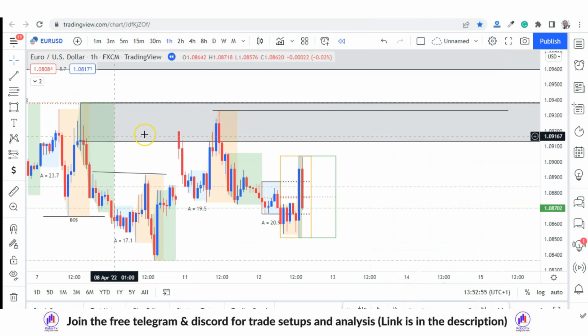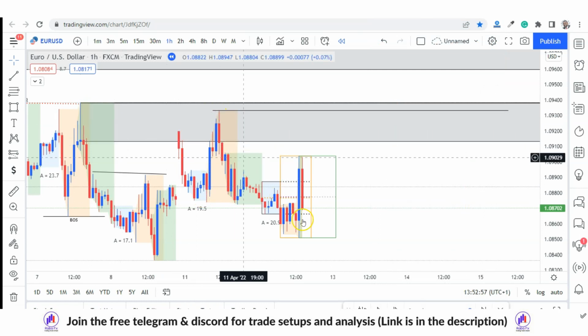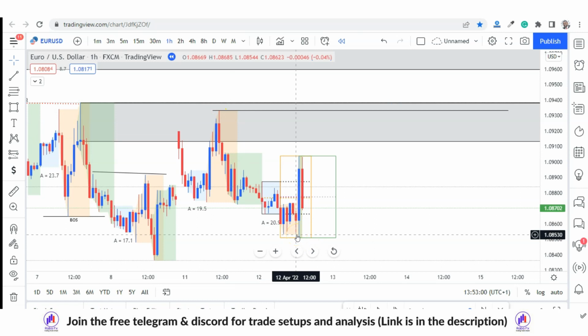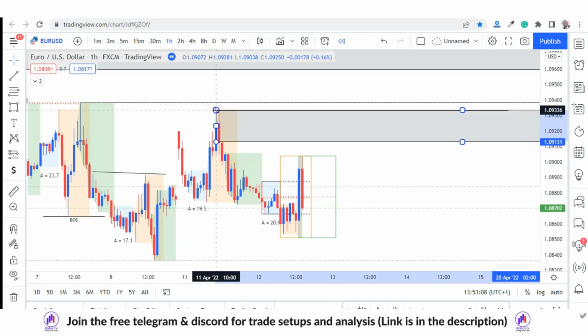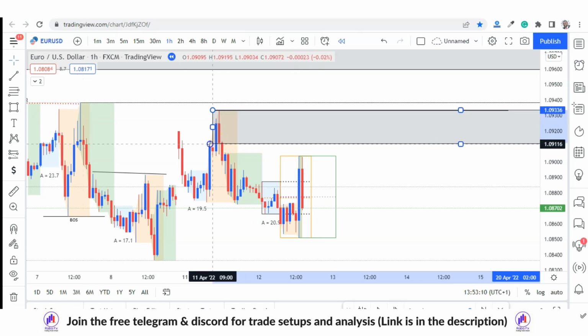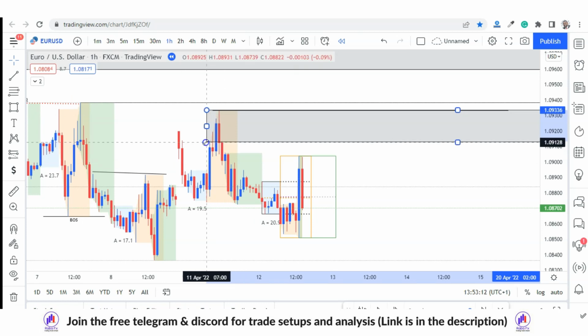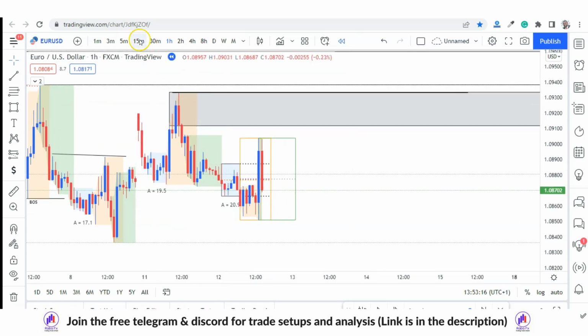Price came in, took out some form of liquidity, tapped into it, and created what? A lower low. Now that switched my projected I to this I now. And by so doing, I marked out my point of interest. Okay, I marked out my point of interest.